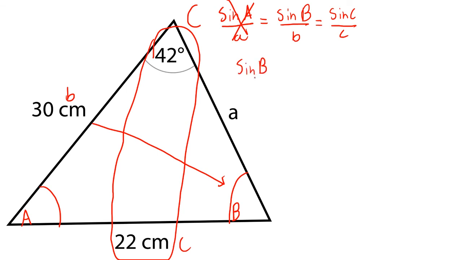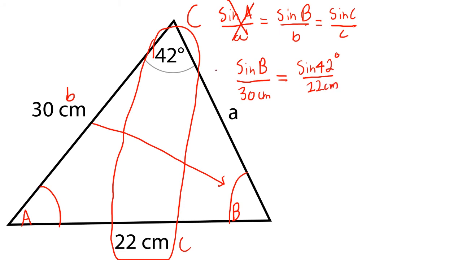So we have sine of big B, that's what we need to find. We know what's across from it. The side opposite is 30 centimeters. And then that is equal to sine of big C over little c, which is sine of 42 degrees, all over 22 centimeters.